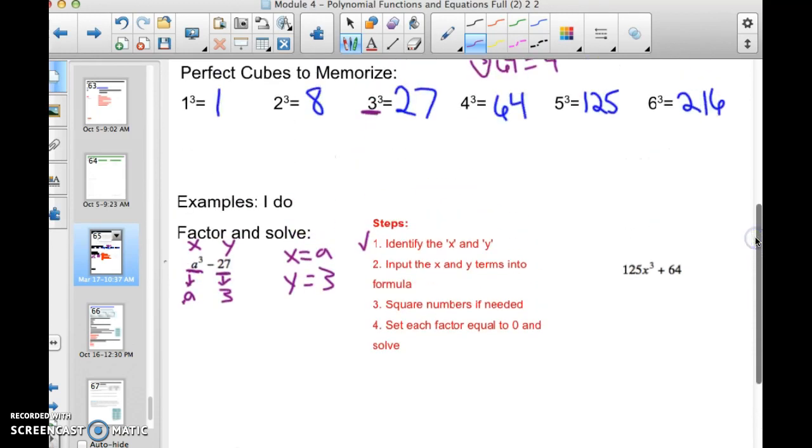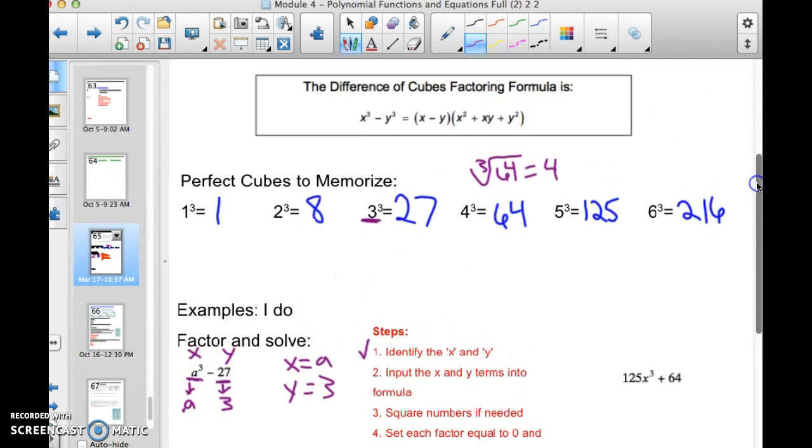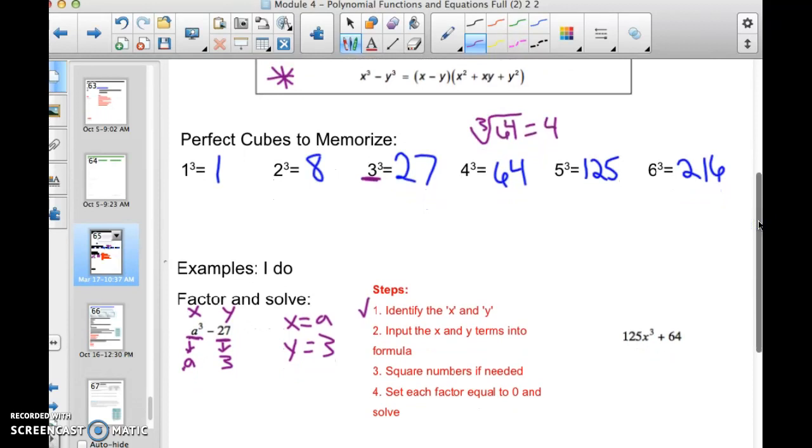Now, it's a cubed minus 27, so I'm going to use this formula up here. X cubed minus y cubed equals x minus y times x squared plus xy plus y squared. So it's important to identify the x's and y's because now, if you notice, step 2 says to input the x and y terms into the formula itself. Alright? So this is step 1. If I do step 2, I'm going to input it into this piece of the formula.